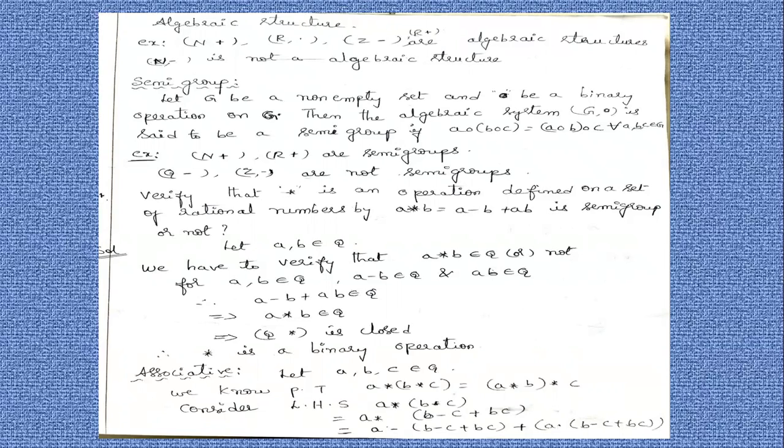Let G be a non-empty set and circle be a binary operation on G. Listen carefully. Then the algebraic system (G, circle) is said to be a semi-group if (a circle b) circle c equals a circle (b circle c) for all a, b, c belongs to G. Observe that it is already given that G is a non-empty set and circle is a binary operation. So there is no need to prove the closure property. It is enough to prove associative.